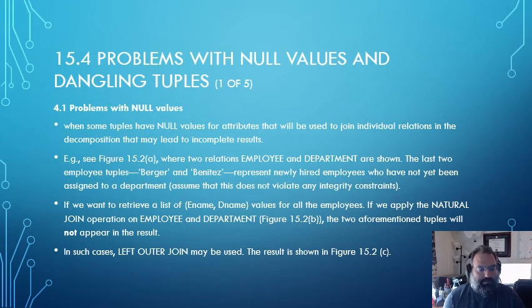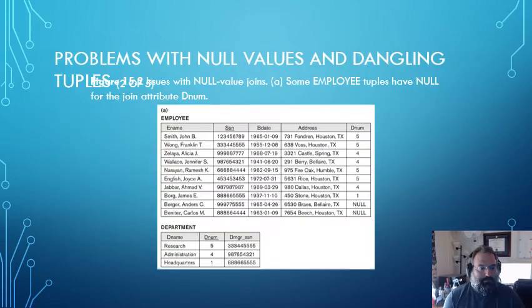For example, in figure 15.2a, where two relations employee and department are shown, the last two employee tuples represent newly hired employees who have not yet been assigned to a department. Assume that this does not violate any integrity constraints. If we want to retrieve a list of employee name, department name values for all employees, and we apply a natural join operation on employee and department, the two aforementioned tuples will not appear in the results. In such cases, a left outer join may be needed. The results are shown in 15.2c.